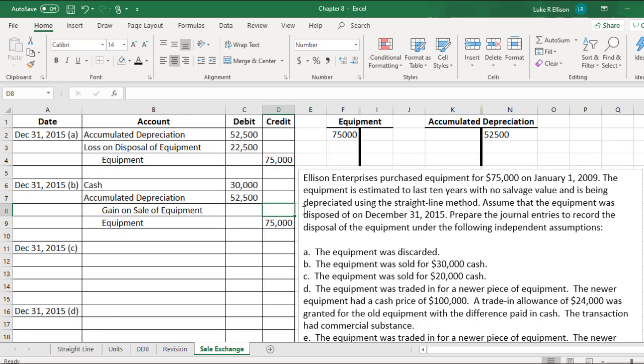So what we can do is take the two numbers on the debit side, add those up, and then subtract the number on the credit side. And that tells us the gain on the sale of equipment is $7,500.